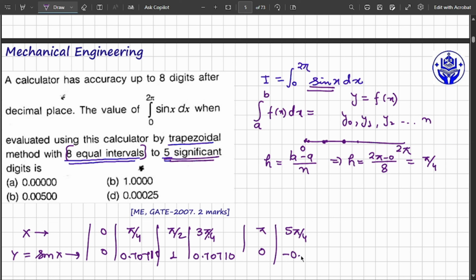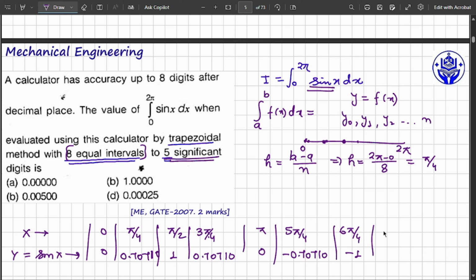Then this will be minus 0.70. These are the values you can calculate. This is nothing but 3 pi by 2 in this case, which will be minus 1. It will be in another quadrant, and you can calculate it by using a calculator.